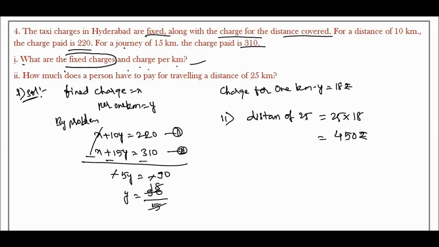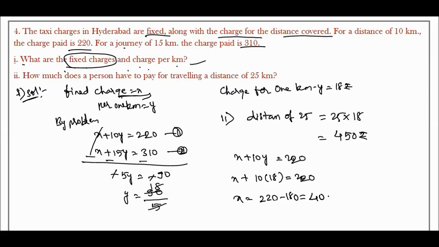So we have to find the fixed charges also. Fixed charges means x here. So we take it as x plus 10y is equal to 220. In that we substitute y is equal to 18, so x plus 10 into 18 is equal to 220. So x is equal to 220 minus 180, how much will it become? 40. 40 rupees is the fixed charge. Okay, so the fixed charge is x, and the charge per kilometer is equal to y. So the answer here is 40 and 450.